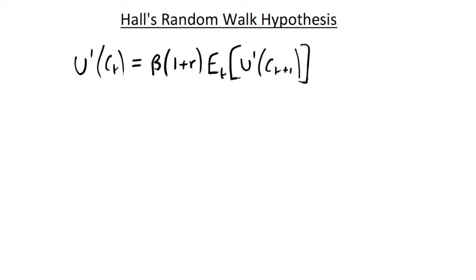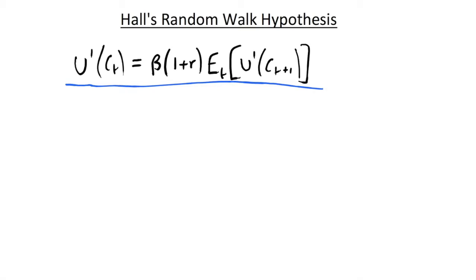Hi, so in this video we're going to be looking at Hall's random walk hypothesis. We are going to start with the stochastic Euler equation that we found last video, and using the stochastic Euler equation we're going to make some simplifying assumptions so that we can derive Hall's hypothesis.